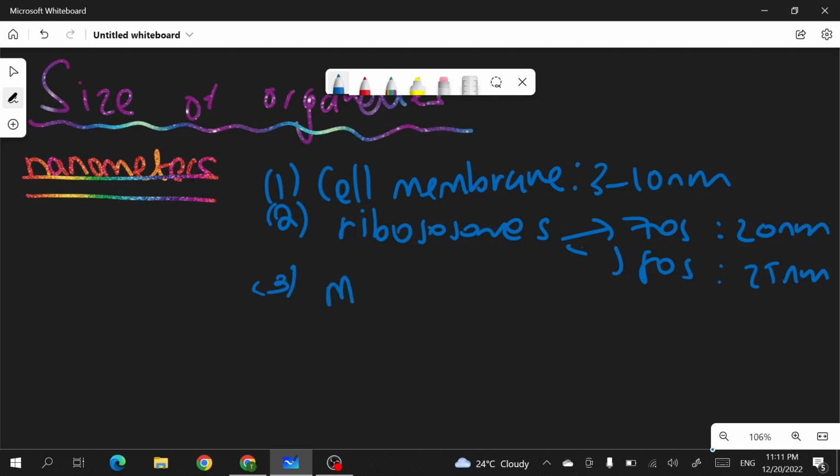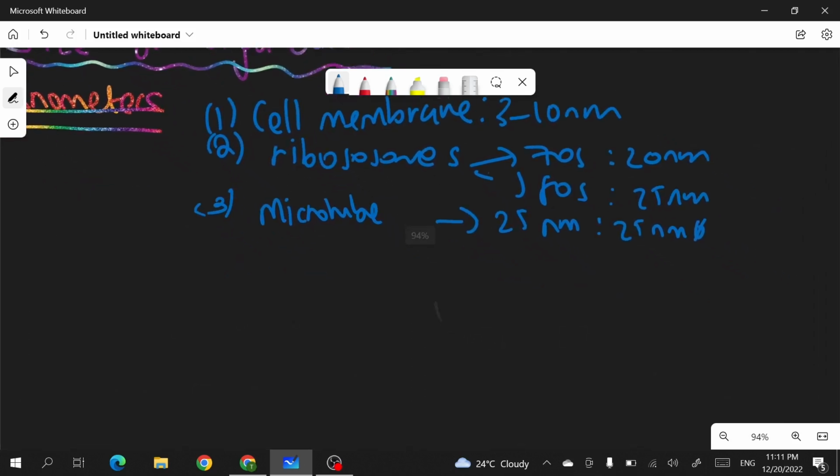Then we have the microtubule, which is around 25 nanometers in diameter. What I'm giving you, you can simply take an A4 paper, write "size of organelles", and note all of them down. You can do it while watching the video, or try to remember it, write it on a board, and see if you remember. It's much easier that way.